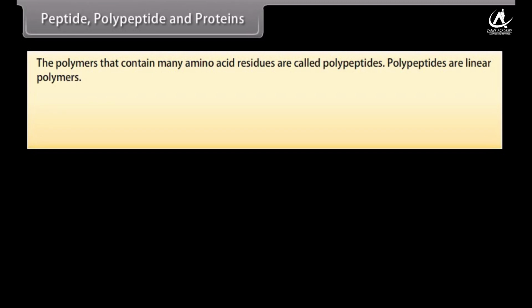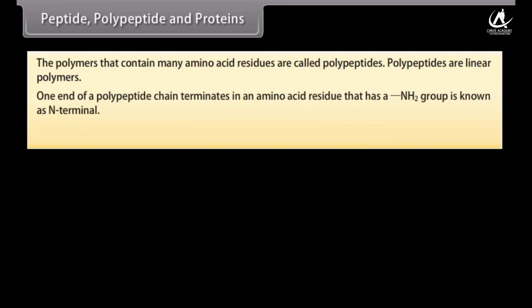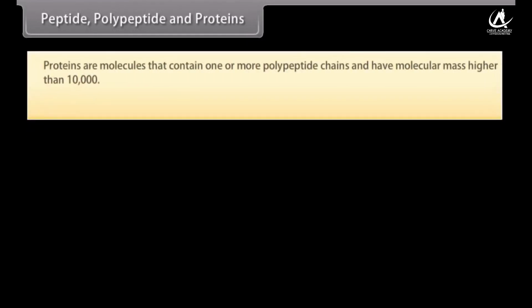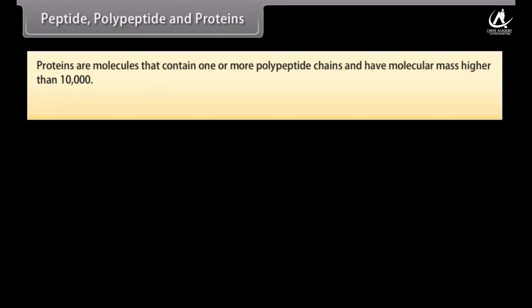Polypeptides are linear polymers. One end of a polypeptide chain terminates in an amino acid residue that has an NH2 group, known as the N-terminal. The other terminates in an amino acid residue with a COOH group, known as the C-terminal. Proteins are molecules that contain one or more polypeptide chains and have molecular mass higher than 10,000.